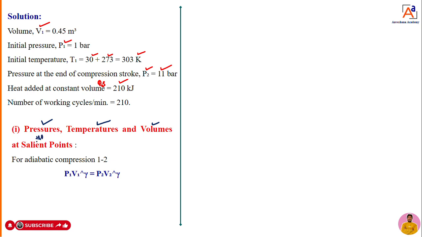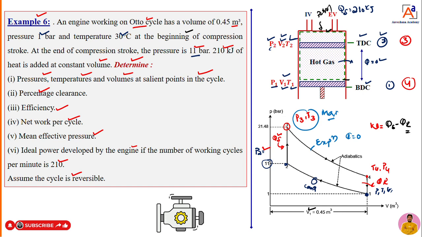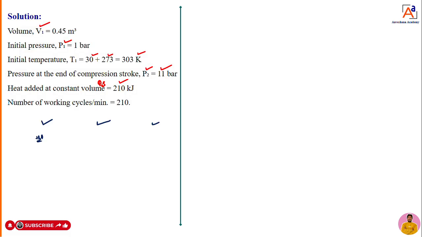All points means wherever the points come, 1, 2, 3, 4, like that, you can see here now. He is asking to calculate T1, T2, T3, T4, P1, P2, P3, P4, and V1, V2, V3, V4. But some data he has already given in the problem: V1, T1, P1. So we need to calculate the other temperatures, pressures and volumes.